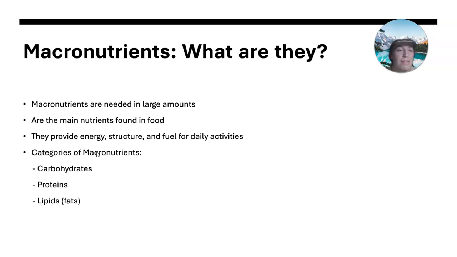The categories for macronutrients are carbohydrates such as breads, proteins such as steak, fish, pork, chicken, and also lipids, which are commonly known as fats. They're found in processed foods and oils and butters and dairy.